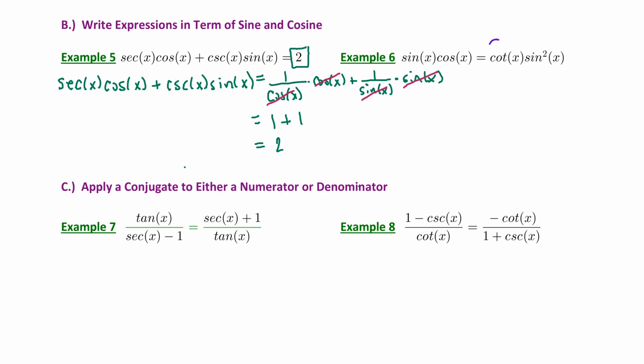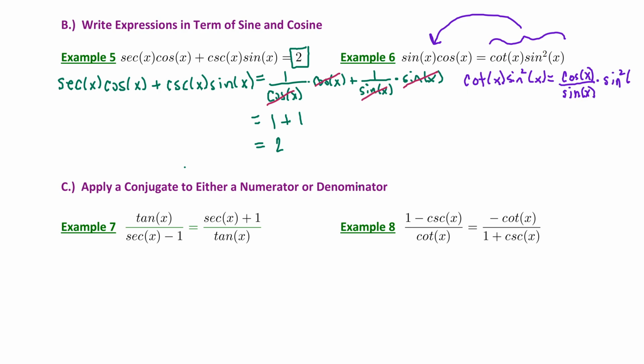Now, notice on example 6, the most complicated side is over here on the right side. So I'm going to begin my proof with that expression. And I want to show that this can be transformed into the target expression over here. So I'm going to begin by replacing cotangent by its definition in sine and cosine. Recall that cotangent of x is equivalent to cosine of x divided by sine of x.